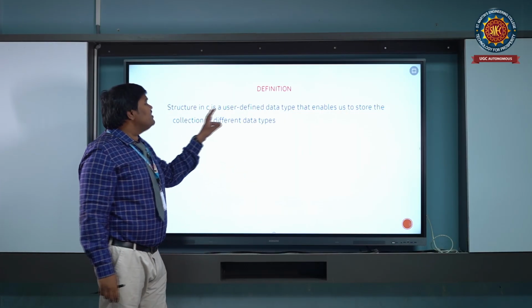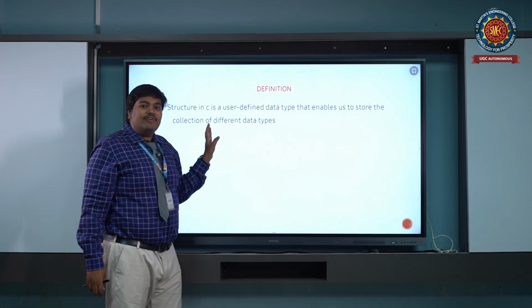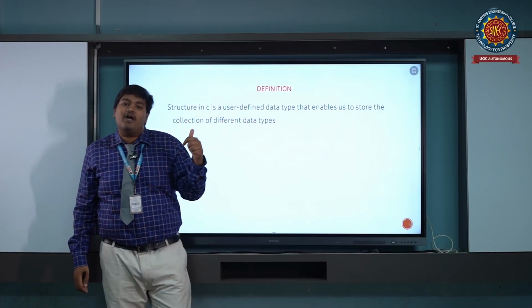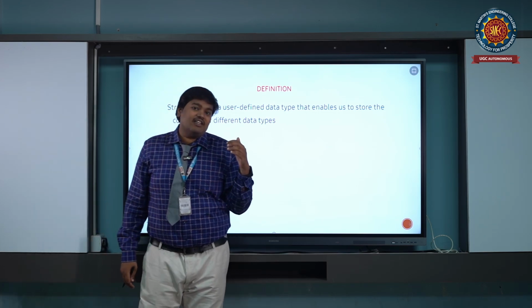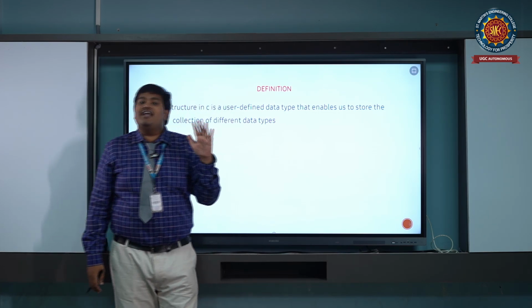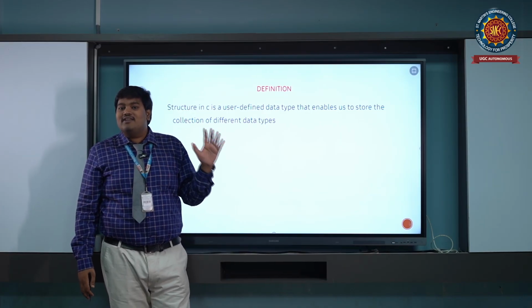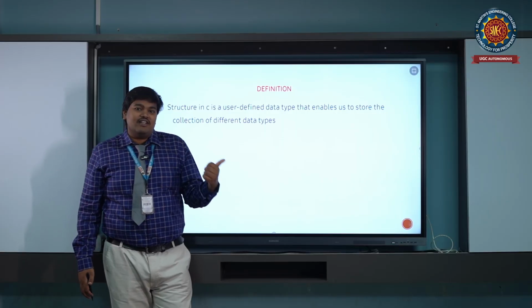Definition: a structure in C is a user-defined data type that enables us to store a collection of different types. That is the definition here. What is the problem with an array? An array can store only similar types of elements. A structure can store different types of elements. That is called heterogeneous and homogeneous. Similar types of elements is called an array, and different types of elements is called a structure here.